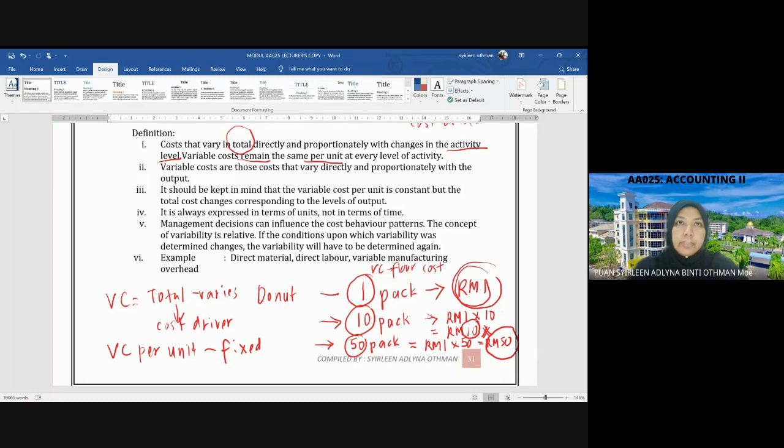Tapi manufacturing overhead kita boleh pecah dua. Sebab ada manufacturing overhead yang dia punya karakteristik is actually fixed cost. Ada manufacturing overhead yang karakteristik dia belongs to variable cost. Okay, so untuk direct material, direct labor kita tahu dia memang berubah. Tapi untuk manufacturing overhead, you can either get it as fixed cost ataupun as variable cost. Okay, so this is for variable cost.